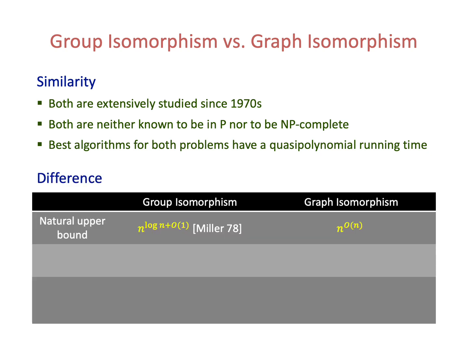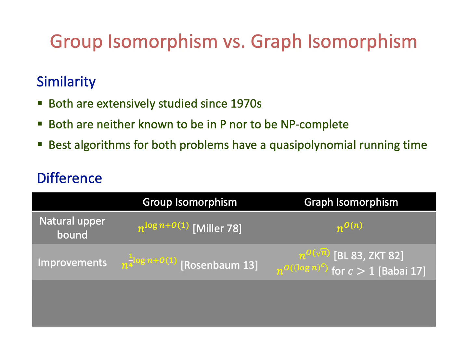On the other hand, the two problems also have significant differences. For group isomorphism, it naturally has a quasi-polynomial time algorithm, while the trivial solution for graph isomorphism takes exponential time. The progress of the two problems is also different. The improvement on group isomorphism was slow, while for graph isomorphism, moderately sub-exponential time algorithms were obtained in the 1980s, and recently, the upper bound was improved to quasi-polynomial time.